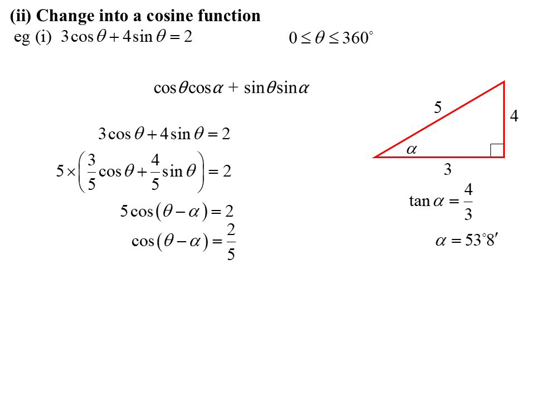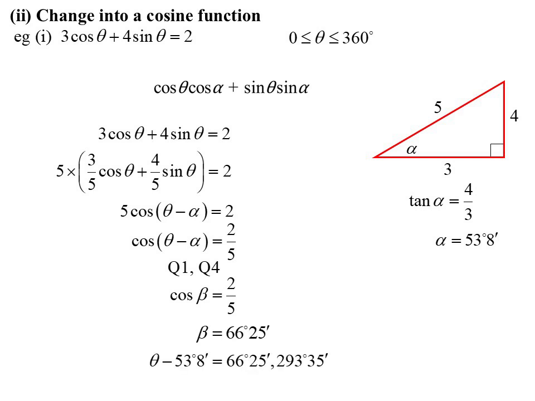Let's go and solve our trig one. The acute angle now is 66 degrees 25. So theta minus 53.8 is 66.25 or 293.35. I get the same two answers.